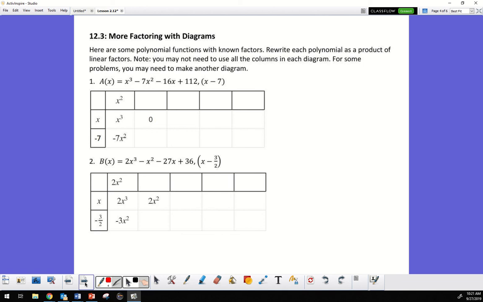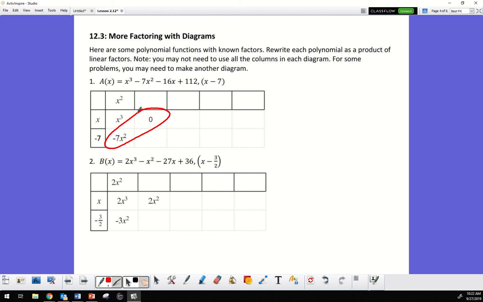Is that zero throwing you guys off? Okay, let's do it this way. I'm going to circle it. I know that these two together have to equal what? Negative 7x squared, right? So together they have to add up to negative 7x squared.